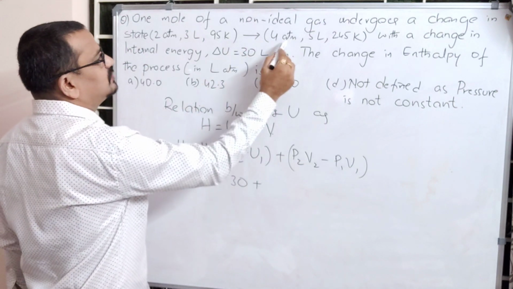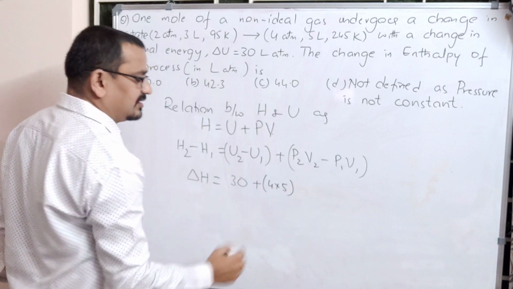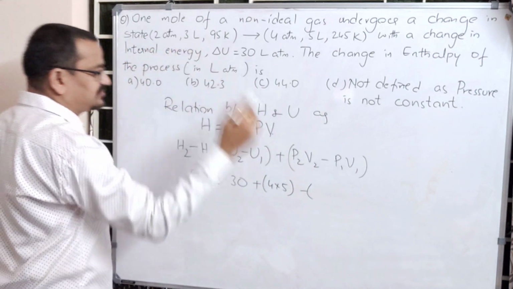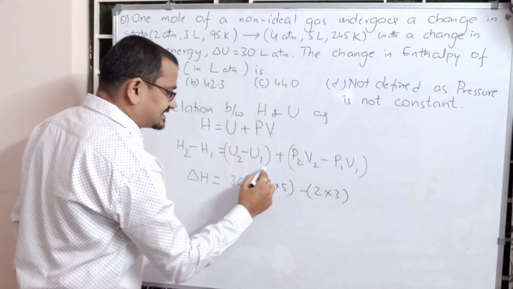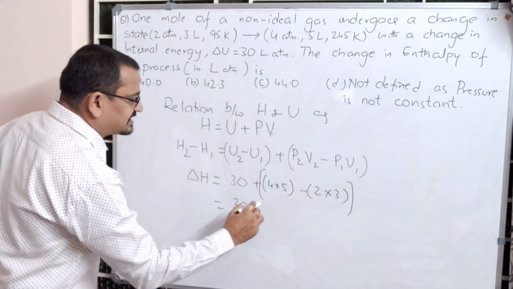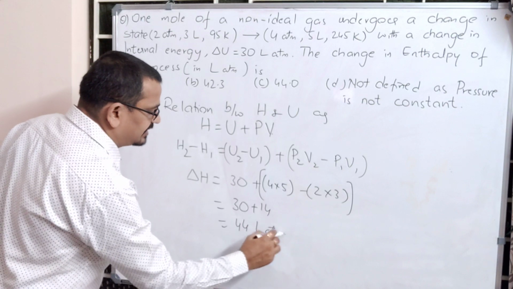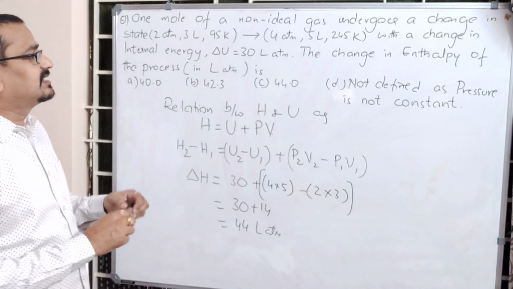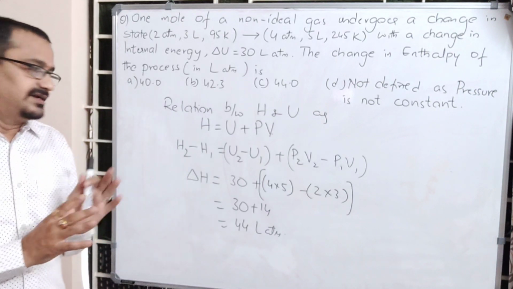What is P2? P2 is 4 and V2 is 5. P2 V2 minus what is P1 and V1? 2 into 3. So it is 20 minus 6, 14. So 30 plus 14. So the enthalpy change is 44 liter atmosphere. So this is how we can calculate a numerical on the relation between enthalpy and internal energy.